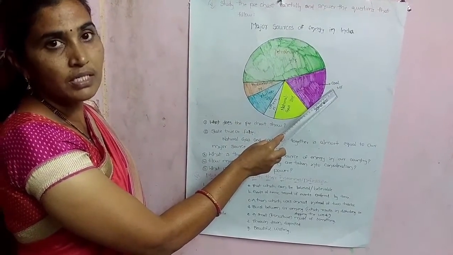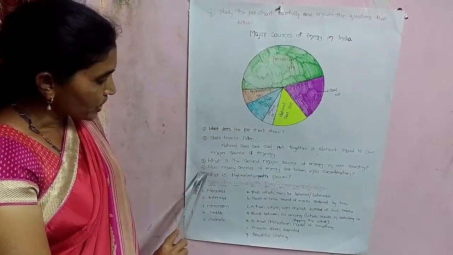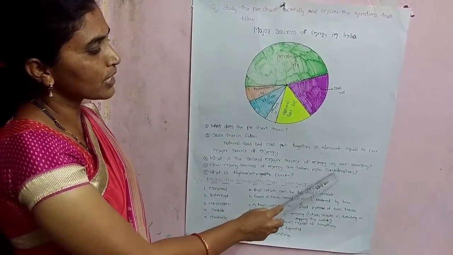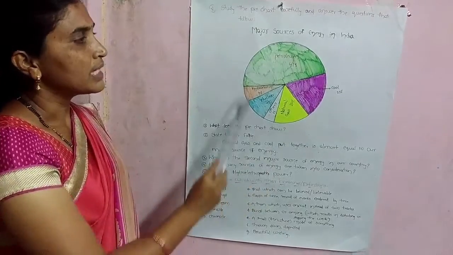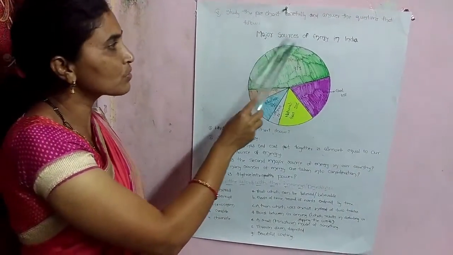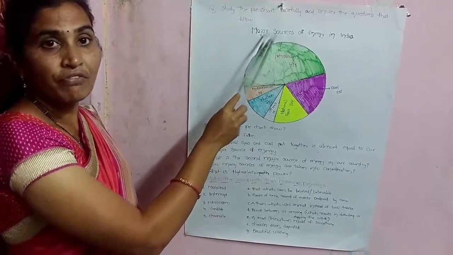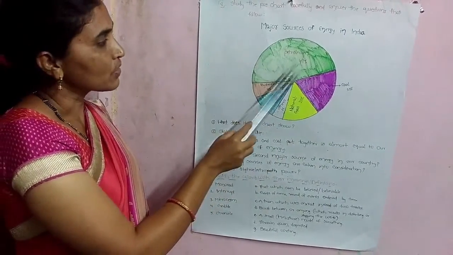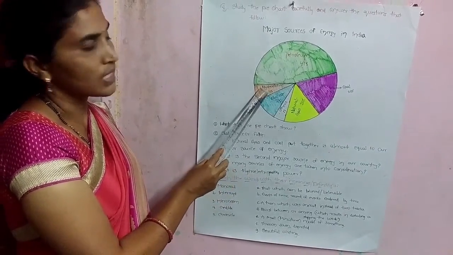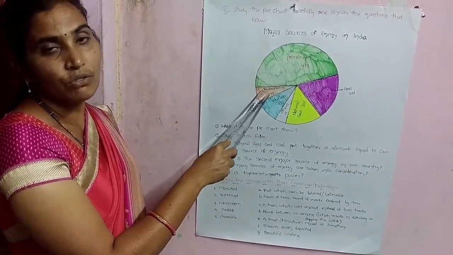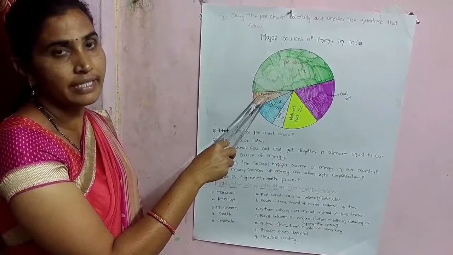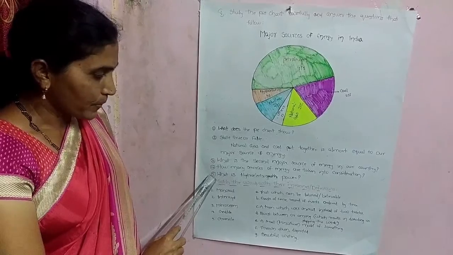25%. Coal. Answer is coal. Fourth question: how many sources of energy are taken into consideration? Overall, in India, how many sources of energies are used? How many sources of energies are considered? So how many? 1, 2, 3, 4, 5, 6. So 6 sources of energies are considered in India. The answer is 6.